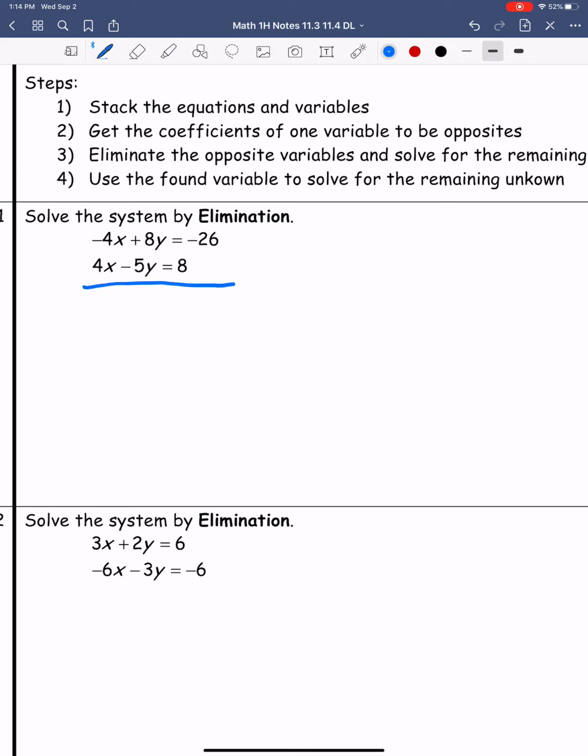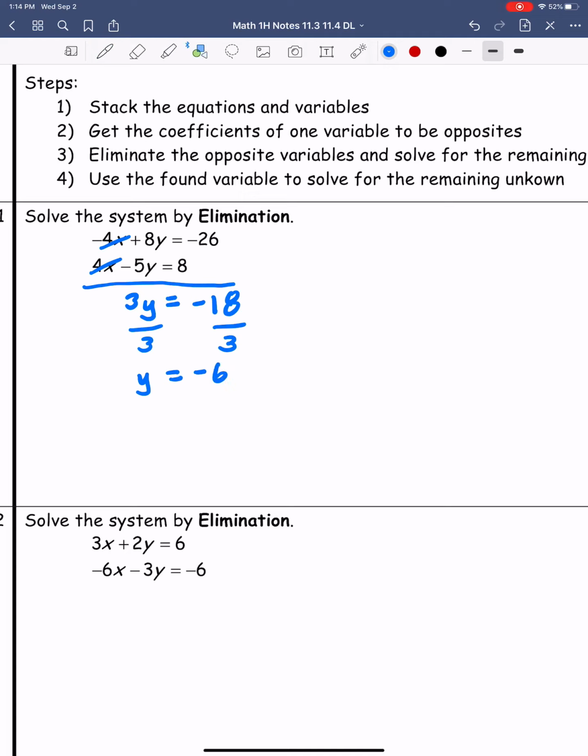And basically we do this like adding like terms. So -4x and +4x, those cancel out, right? That's why we have this elimination, or it's also called combination sometimes. And so then we have 8y minus 5y, which is 3y. And then adding on the right side here, -26 plus 8 gives me -18. And now I just have to divide both sides by 3. And we end up with y equals -6.